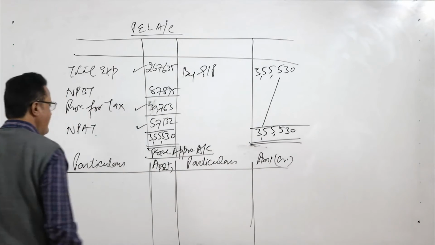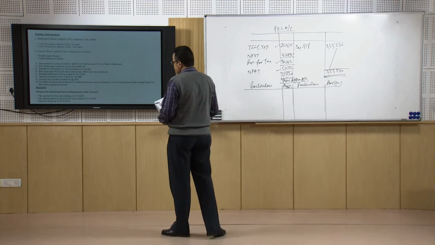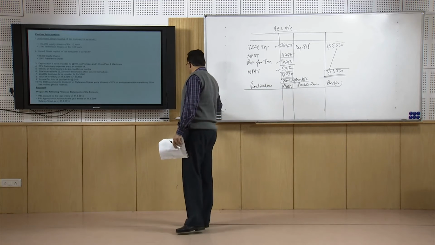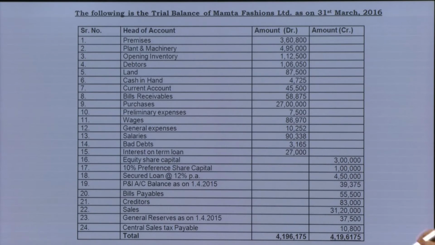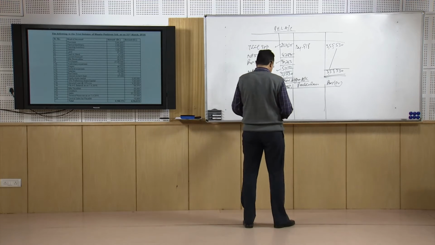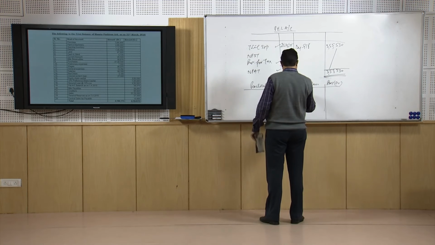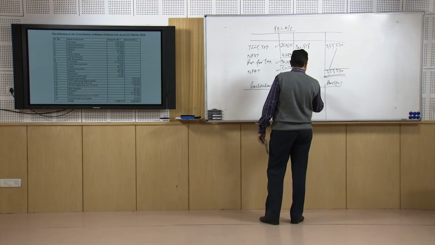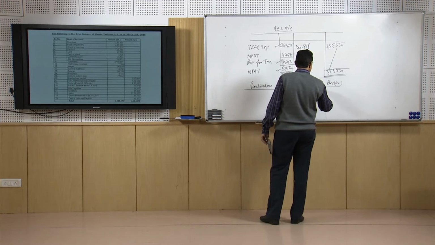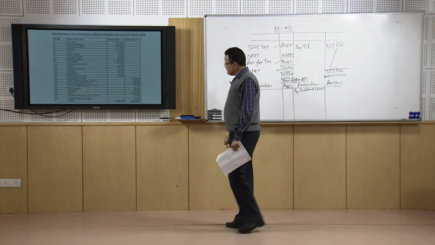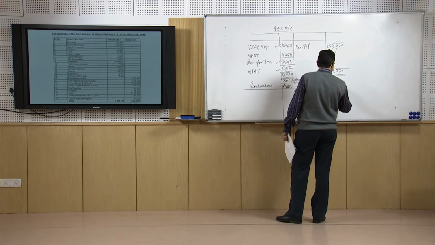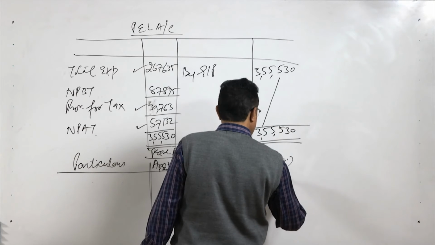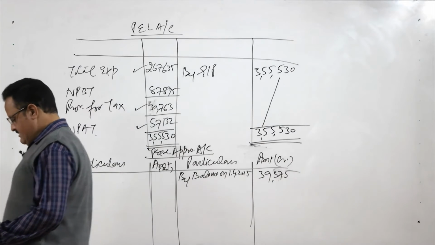Now we will have to take the profit. It is given to us that there is the opening balance of the profit. The profit of the previous year is kept open, not transferred to the capital, not added into the capital. So we start with the balance on 1st April 2015, which we will have to add to the current year's profit: by balance, 39,375.